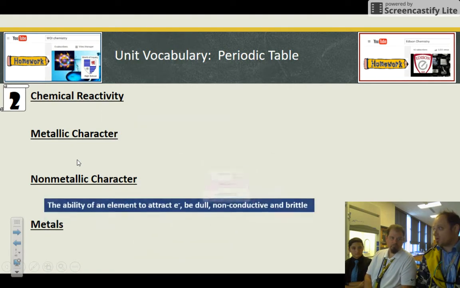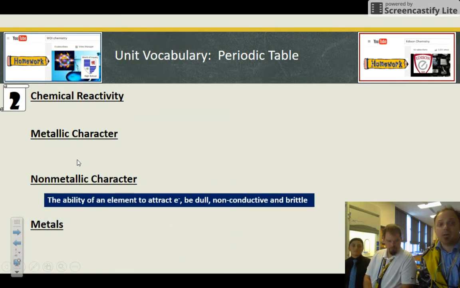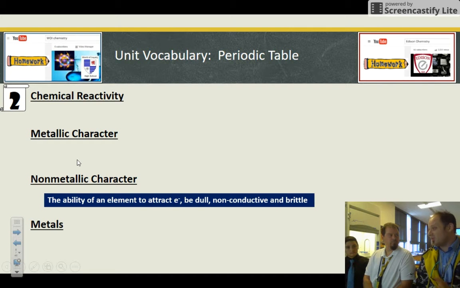Non-metallic. Well, if we know what metals are, the opposite is non-metal. So it's the ability of an element to attract electrons. They're dull or brittle in this case. They don't conduct electricity or heat very well at all. It's a completely different class of elements. If you had all the elements on the table, you'd look at some and be like, wow, these are similar but different, and those are similar but totally different than those. Metals and non-metals. That's just kind of how it breaks down.